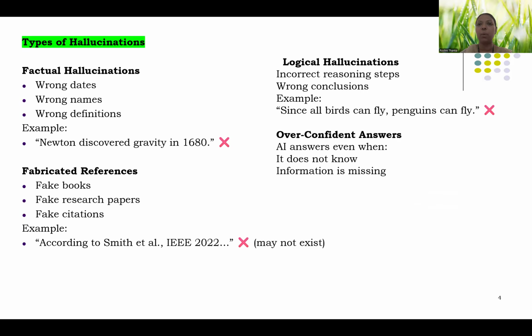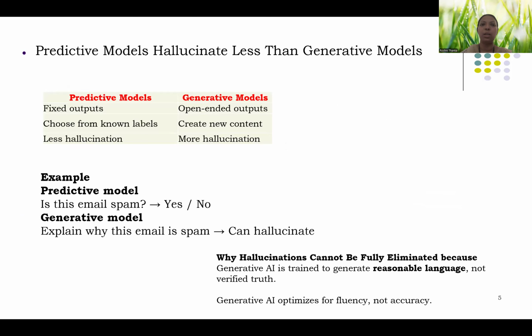We may also get overconfident answers. It answers even when it doesn't know. That is a problem. Even if it doesn't have the information, it will answer. It doesn't know how to say no. It is not saying that I don't know the answer. So that is the problem of hallucination.